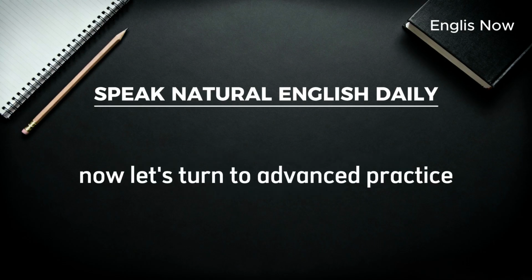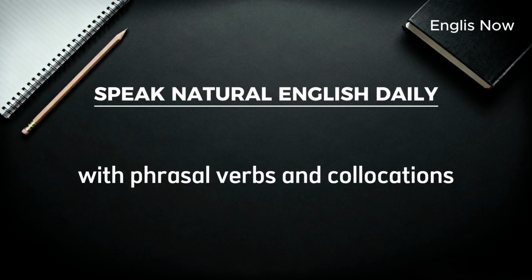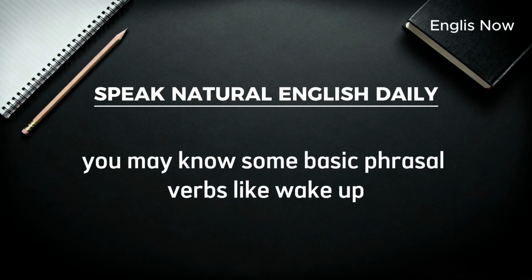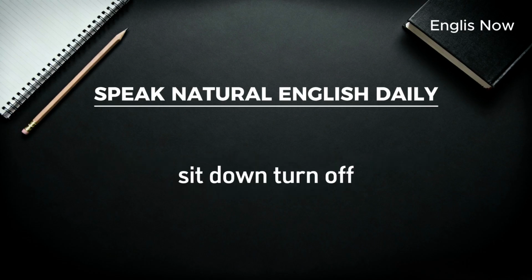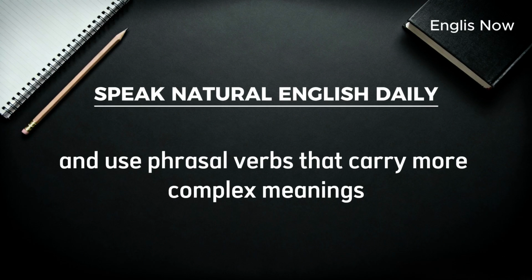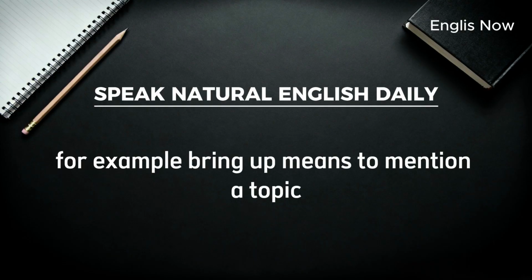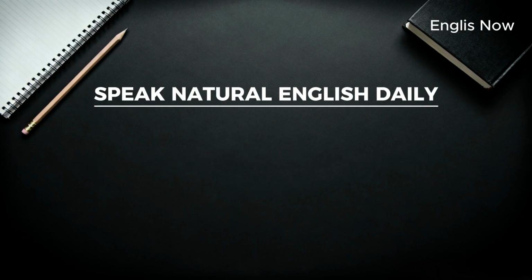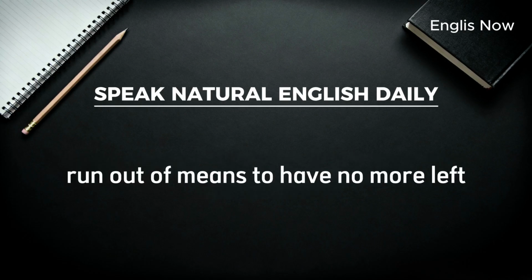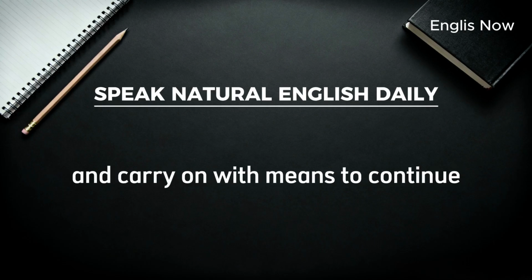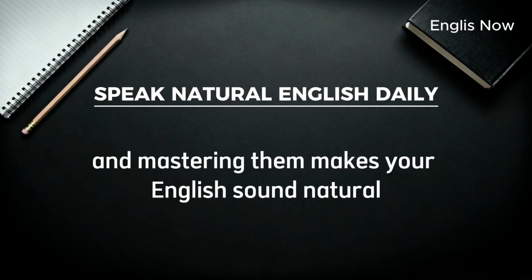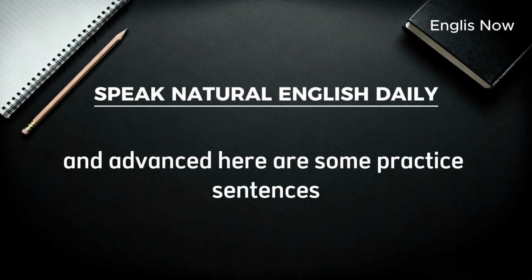Now let's turn to advanced practice with phrasal verbs and collocations. At B1, you may know some basic phrasal verbs like wake up, sit down, turn off. At C2, you should learn and use phrasal verbs that carry more complex meanings. For example, bring up means to mention a topic. Come across means to find something unexpectedly. Run out of means to have no more left. And carry on with means to continue. Native speakers use these constantly, and mastering them makes your English sound natural and advanced.